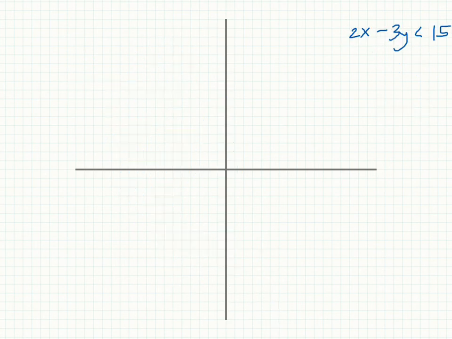My last example is 2x minus 3y is less than 15. And I need to start this off by solving for y because I don't know how to graph things that aren't in this form. So I'll subtract 2x and I'm left with negative 3y is less than negative 2x plus 15. And then I'm going to divide everything by negative 3.